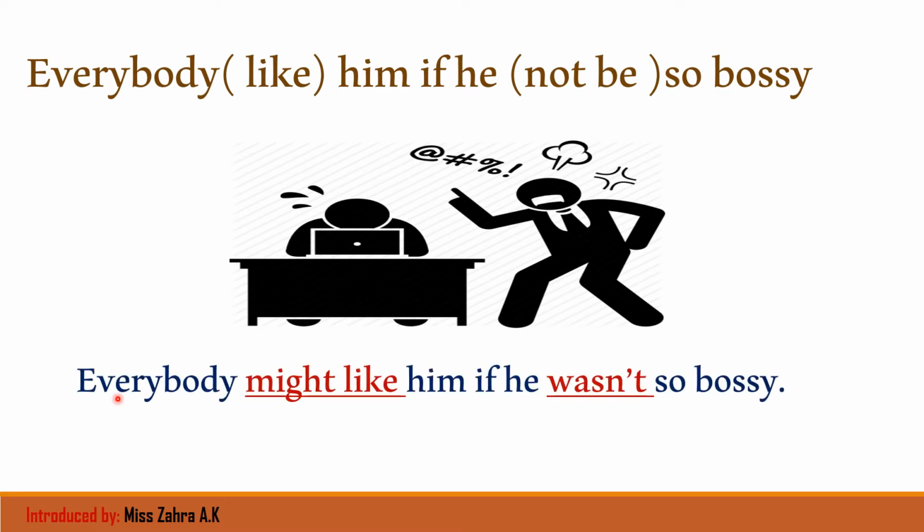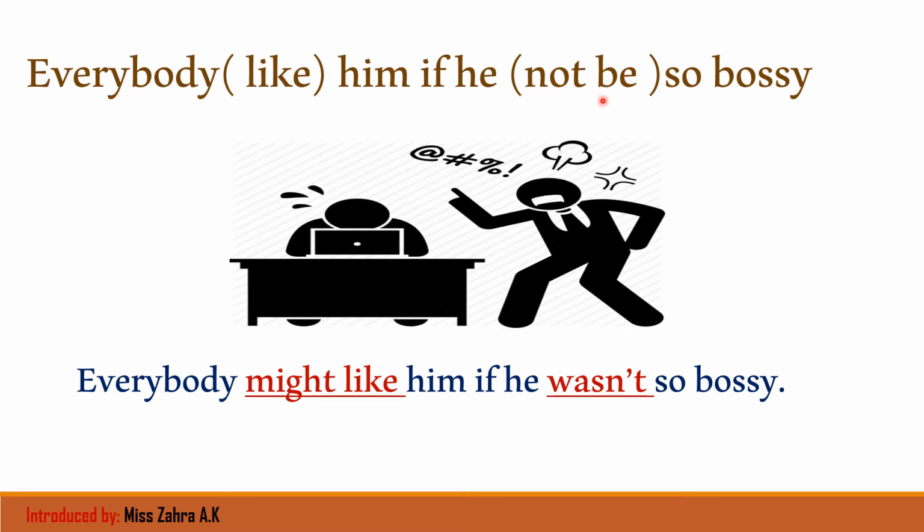We write everybody. Before if, the sentence is subject with infinitive. But we can change would, meaning we can bring another modal verb, other than would, like might. Everybody might, and after the modal verb we write like as an infinitive. So everybody might like him if he. But we see here not be, a negative form.